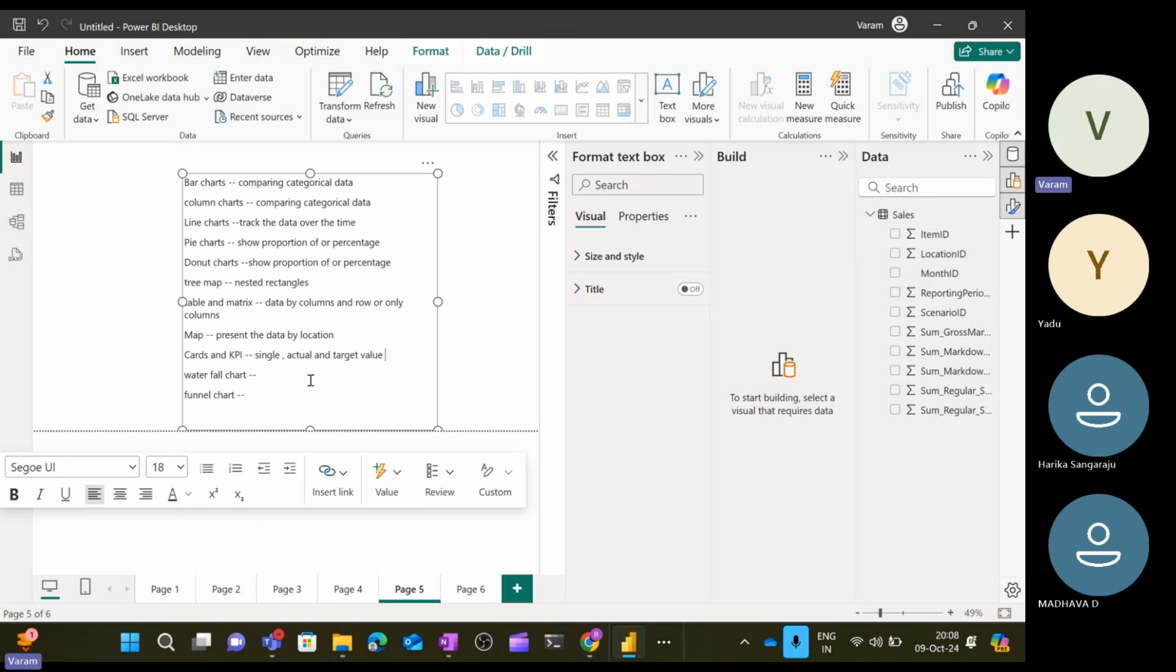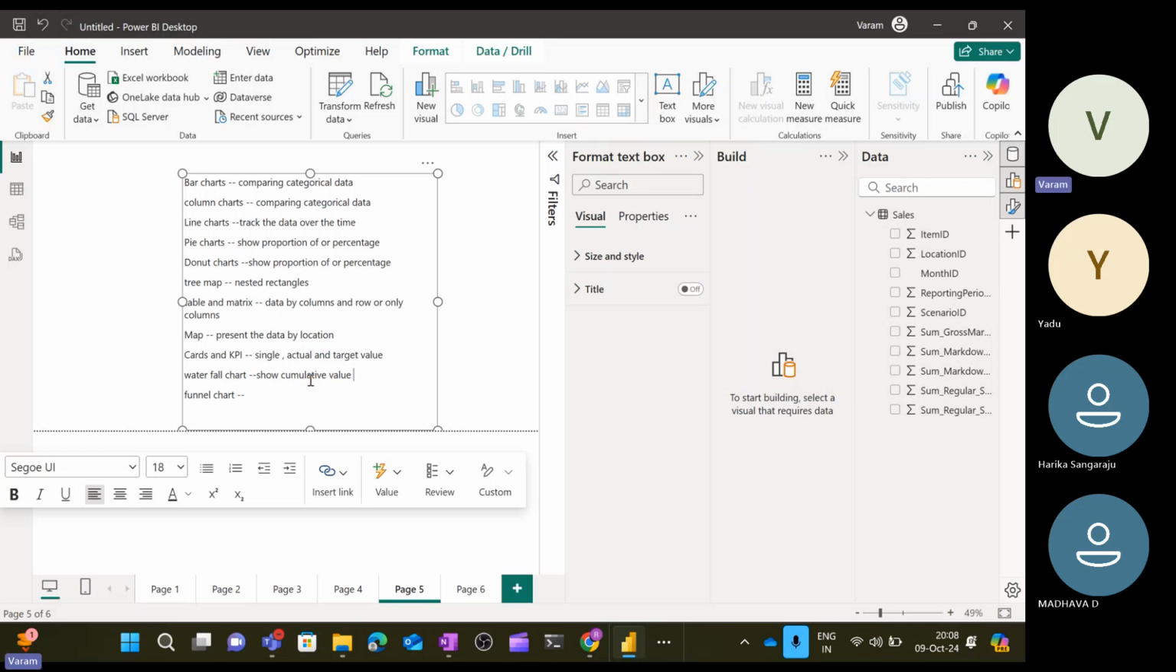Okay. Next is the waterfall. The waterfall shows the cumulative changes in the values. For example, January, show the cumulative values, guys. If your people are not aware, what is a cumulative? Anyone can explain what is a cumulative? Yadu, Harika, do you know what is cumulative exactly? Cumulative means adding stage by stage values.